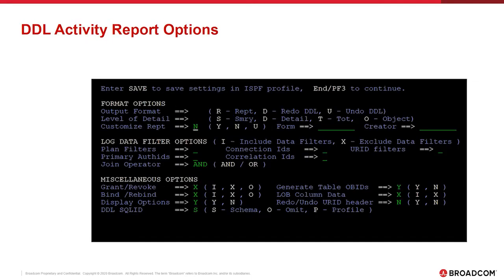Like with DML reporting, you have similar fields to specify your options in, with slight deviations in output format, level of detail, and data filters, as well as miscellaneous options, now offering grants and revokes for security-related changes, or binds and rebinds for changes in the Db2 packages, for example. We also specify DDL SQLID equals S, so when needed, SQLID is set from the schema from the logs.